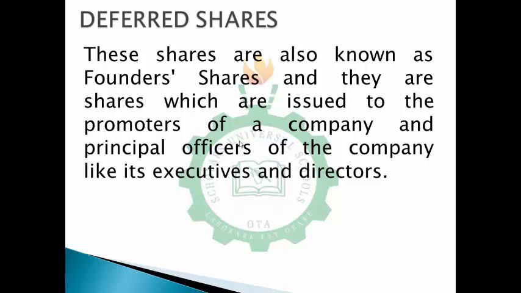And don't forget, in the course of our video on company and accounts, we explained who a promoter of a company is. We explained that promoters of companies are the people that have the idea, the visionary, the person that has the idea about the company and goes about the process of the formation of the company. So that is how we define a promoter of a company. So for this set of people, for principal officers and for people like executives and directors of the companies, the kind of shares that are issued to them is what we call the deferred shares.